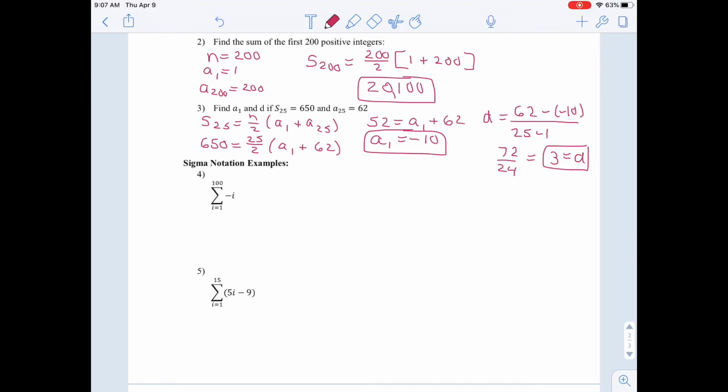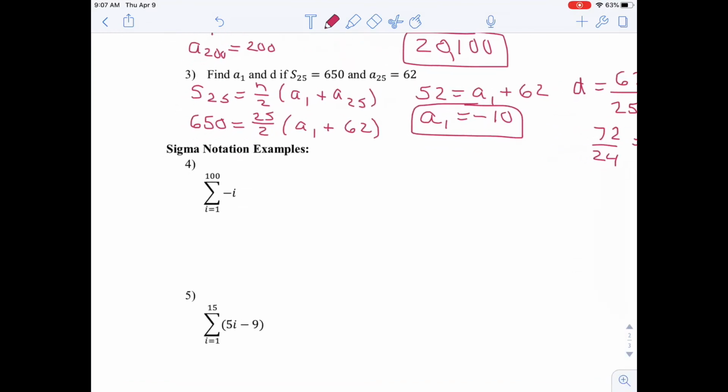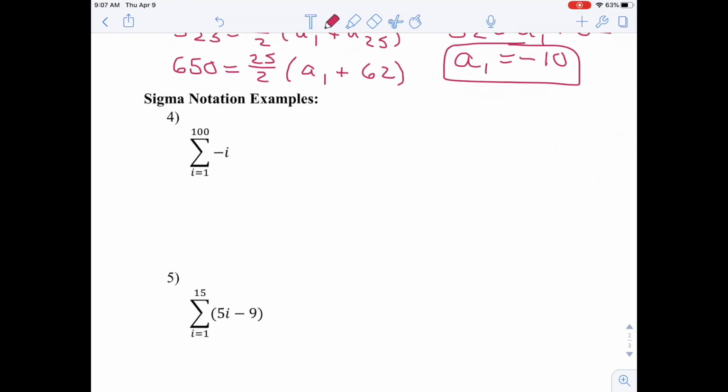So we have not talked about this yet. You might have seen this before. This is sigma notation, and this is just still summation. So this is your sigma right here. It's a capital E, Greek letter. And this is telling you to sum up a sequence.